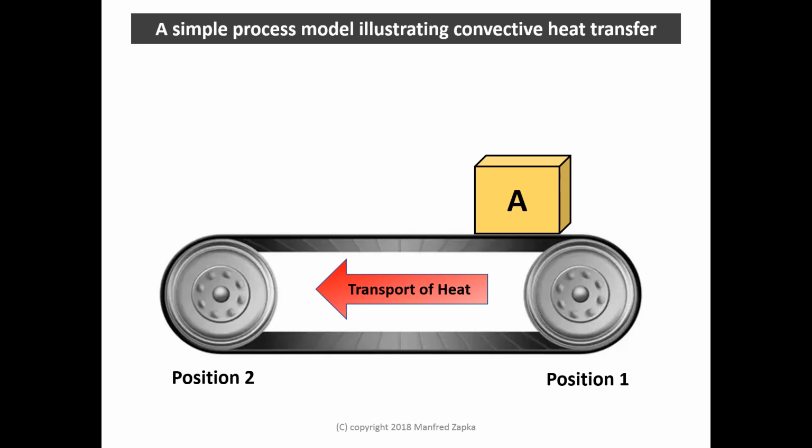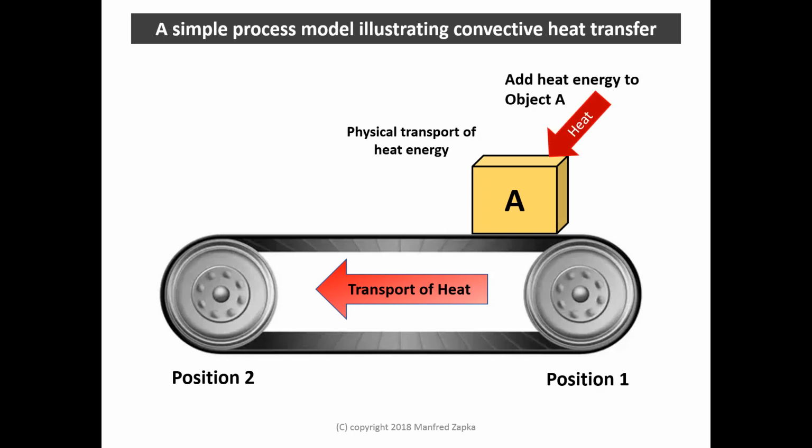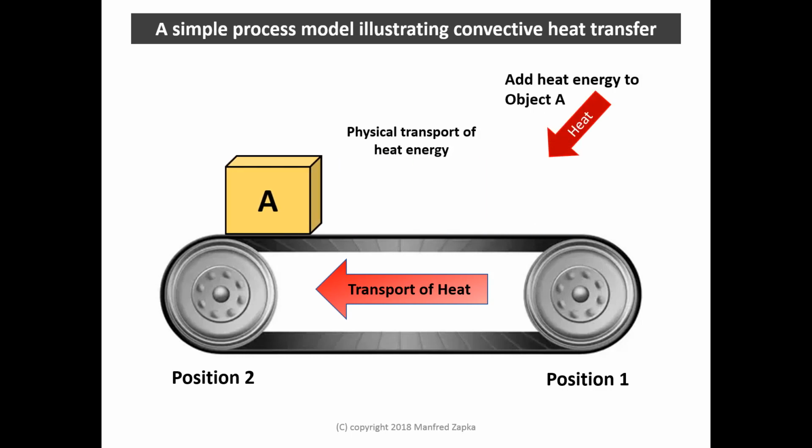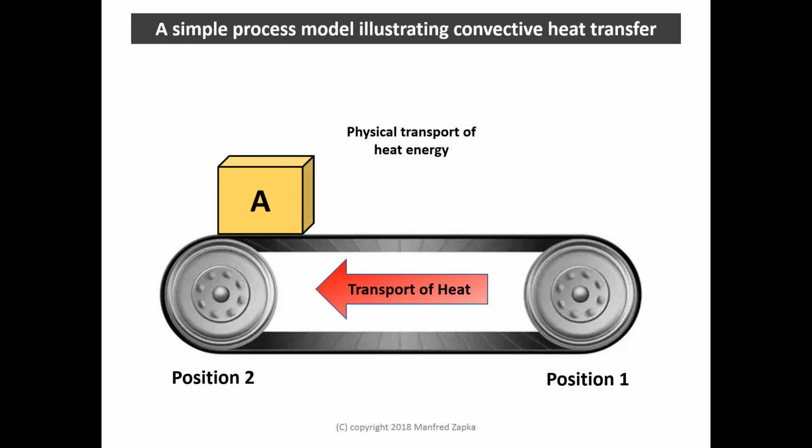We show a simple process model that illustrates how convective heat transfer works. Let's look at it. Let us think of a conveyor belt which symbolizes the process of moving quantities of heat in the moving fluid.